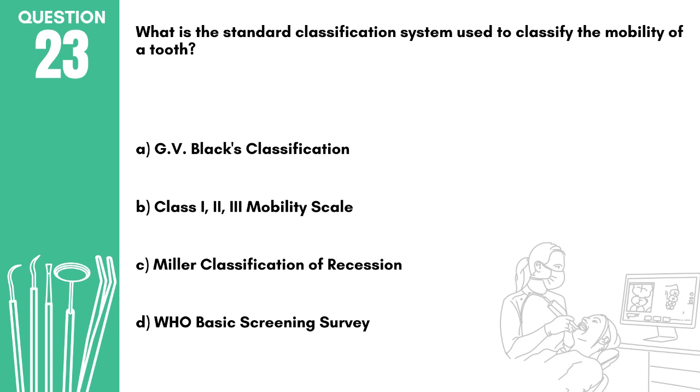Question 23. What is the standard classification system used to classify the mobility of a tooth? A. G.V. Black's classification. B. Class 1, 2, 3 mobility scale. C. Miller classification of recession. D. WHO Basic Screening Survey.